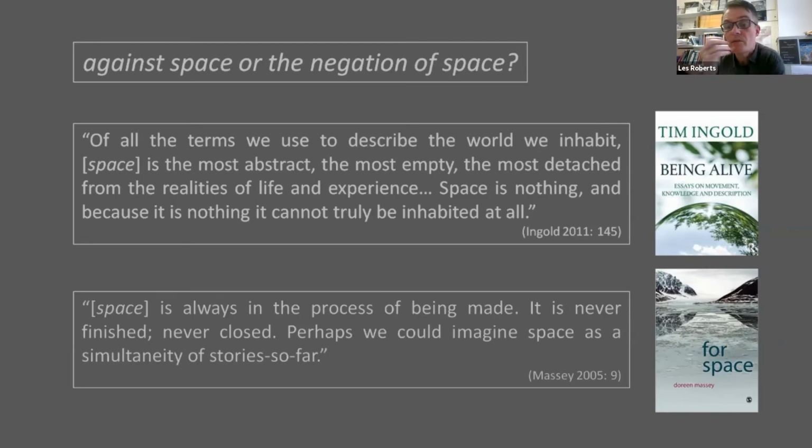It's interesting, and he mentions it himself in Being Alive, that a couple of years before, the geographer Doreen Massey wrote a book called For Space. So we have one against space and one for space. And this is what Doreen Massey says in that book: "Space is always in the process of being made. It is never finished, never closed. Perhaps we could imagine space as a simultaneity of stories so far," which I rather like. That makes sense in terms of the deep mapping I just mentioned: simultaneity, stories accruing choral-like in the spaces and places, how time accumulates within space. So I can relate to what Doreen Massey is saying there, but I have problems with what Tim Ingold is saying.